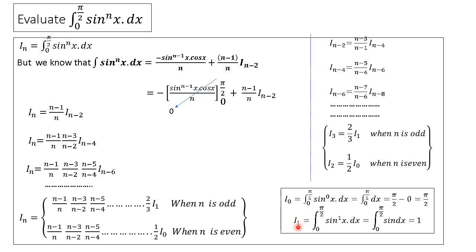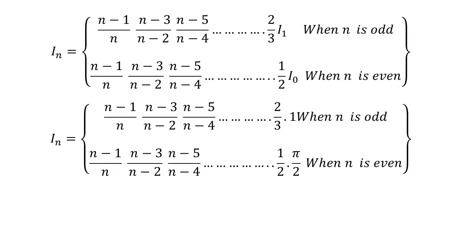Now to find the value of I_1, put n equal to 1. I_1 is equal to the integral from 0 to pi by 2 of sine to the power 1 x into dx. Sin to the power 1 x is the same as sin x. Sin x integration is minus cos x. Applying the upper and lower limits, you will get 1, isn't it? Now substituting the values of I_0 and I_1 in this one: I_0 value is pi by 2, and I_1 value is 1. So this is the formula which you have to keep in your mind.